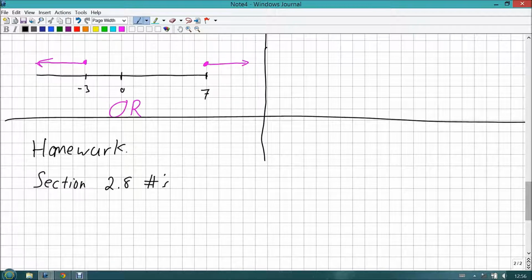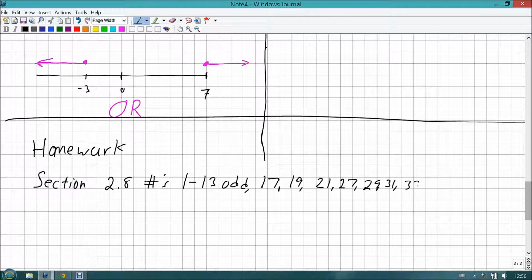We're going to be looking at numbers 1 through 13 odd, 17, 19, 21, 27, 29, 31, and then 33, 43, 47, and 52.